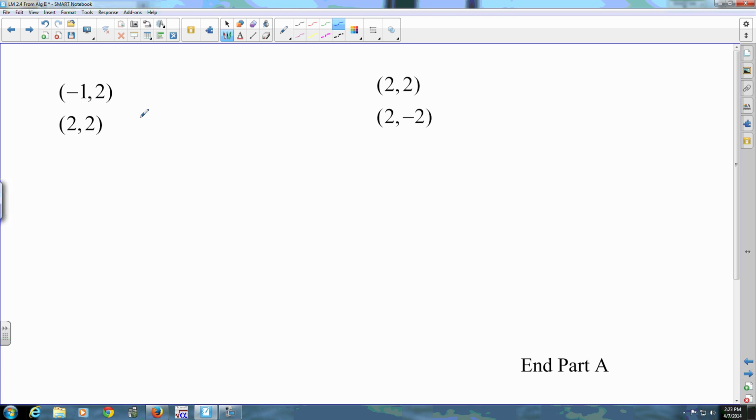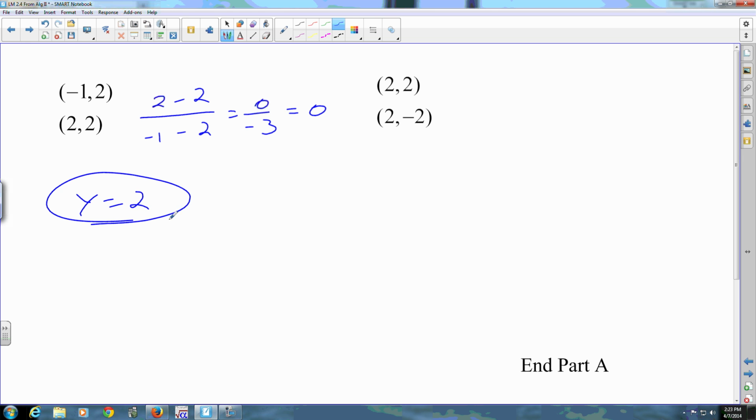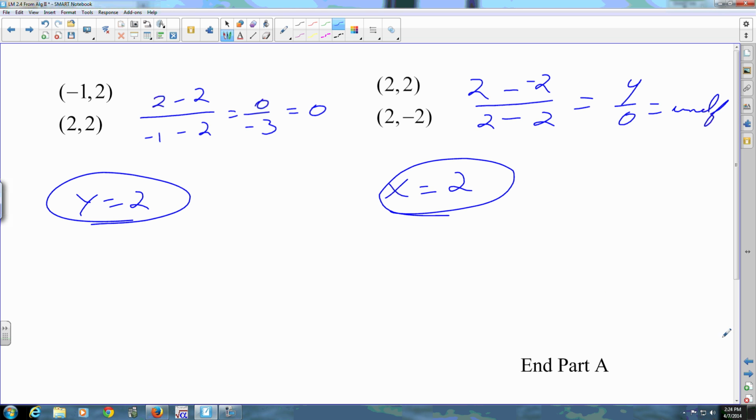Here, notice that when you set this up, 2 minus 2, minus 1 minus 2, you get 0 over minus 3. Notice the y values are the same. This is a horizontal line. So y is equal to 2. You're done. If you didn't recognize the x's are the same and you went and filled it out, you go, oh, that's undefined. You're right, it is undefined because the x values are the same. So x equals 2 would be your answer. Okay?